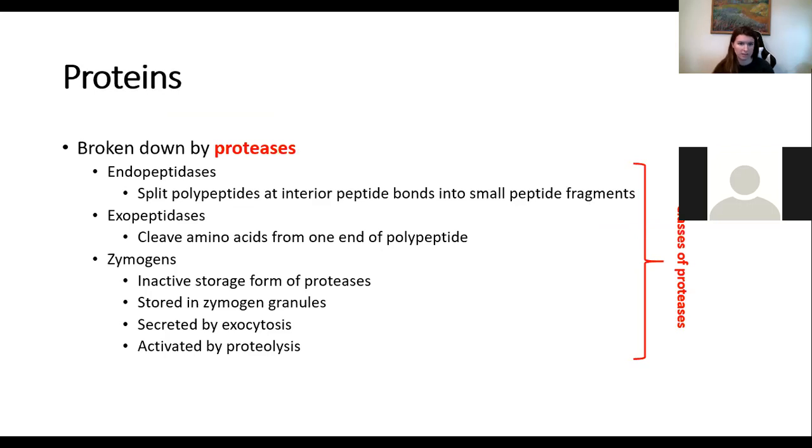Proteins also have an enzyme that breaks them down called proteases. A couple different kinds. Endopeptidases split internal bonds. Exopeptidases take amino acids off the ends of chains. All proteases are stored as zymogens, which are inactive proteases in a bag somewhere in the cell. They don't get released until later.